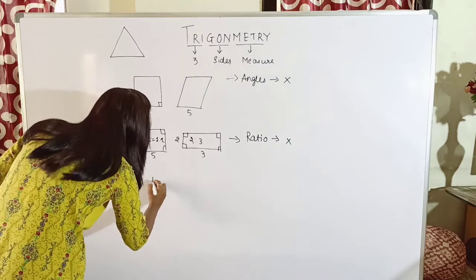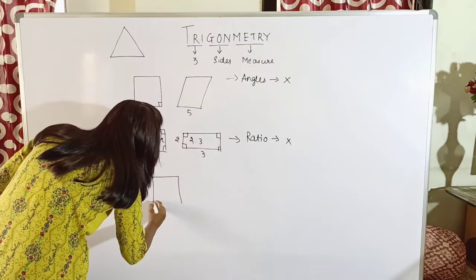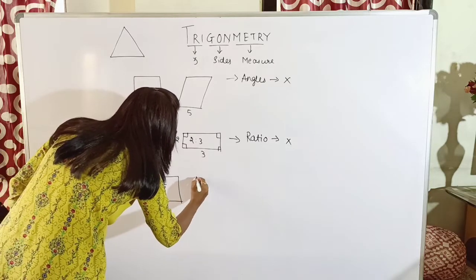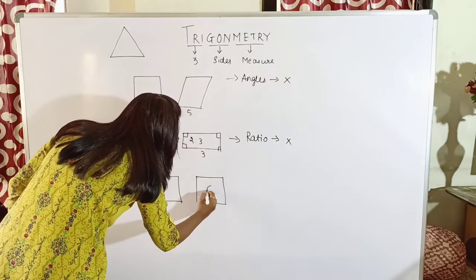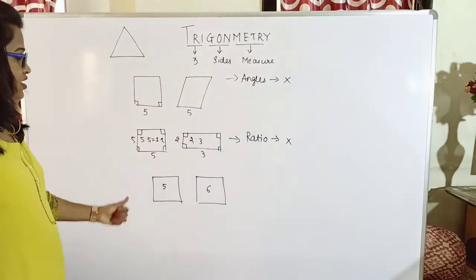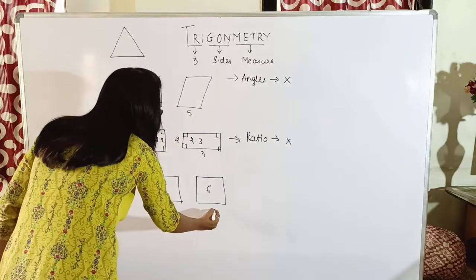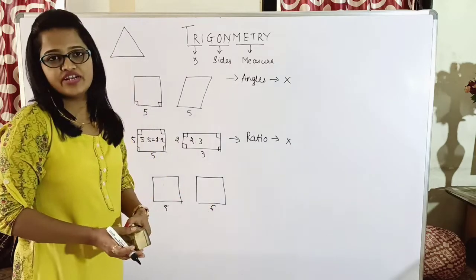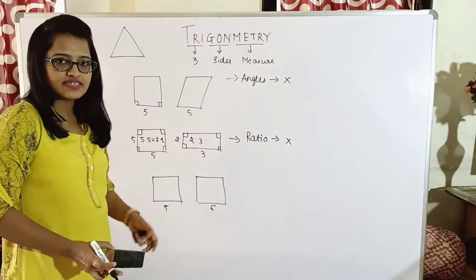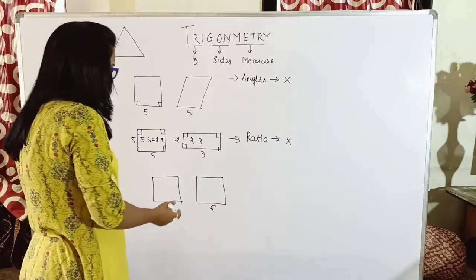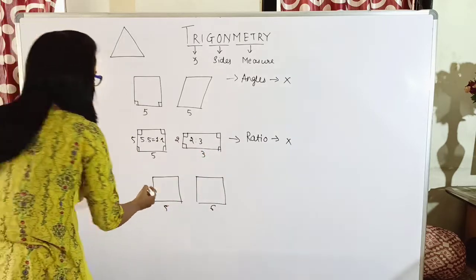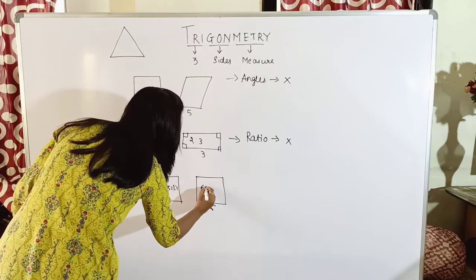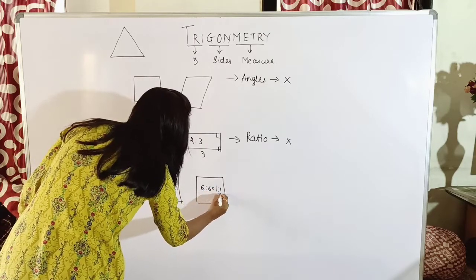Let us take one more example. Suppose I am taking a square of 5 centimeter, and another square of 6 centimeter. Let us write down the lengths here. Now are the two figures similar? Definitely yes. Why? Since the angles are the same, all are 90 degrees. And the second thing, what is the ratio of sides? 5 is to 5, which is nothing but 1 is to 1. Similarly, 6 is to 6, which is nothing but 1 is to 1.